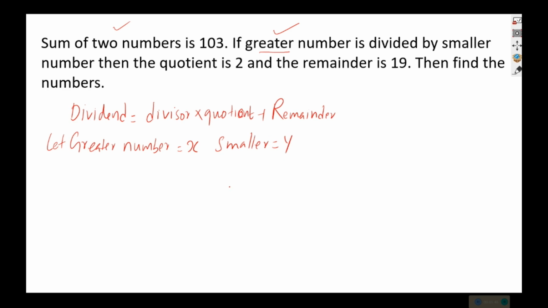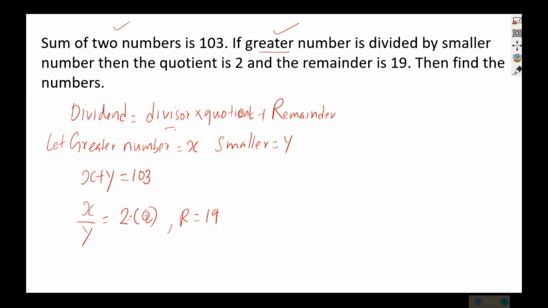The condition in the given information is that x plus y, greater number plus smaller number, is equal to 103, and it is given that if the greater number is divided by the smaller number, then you will get a quotient of 2 and a remainder of 19. This is what is given. 2 is the quotient and the remainder is equal to 19.